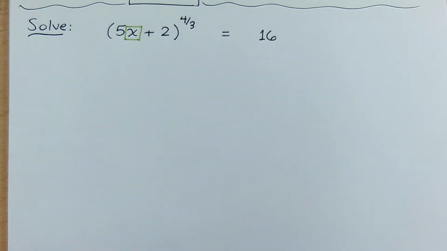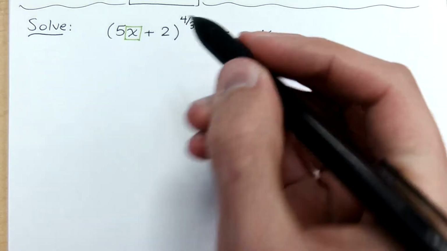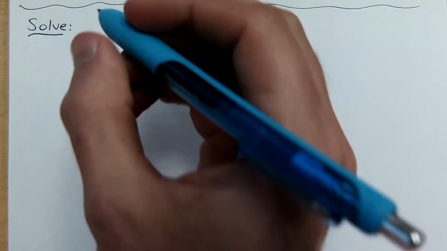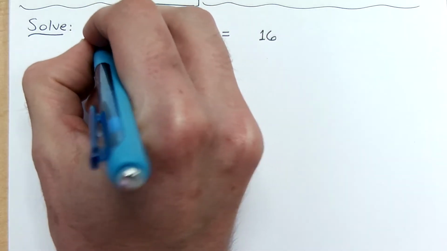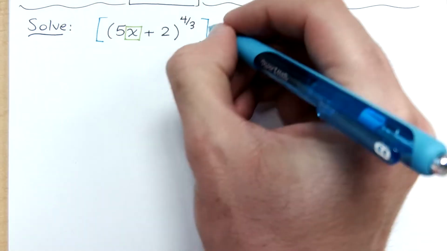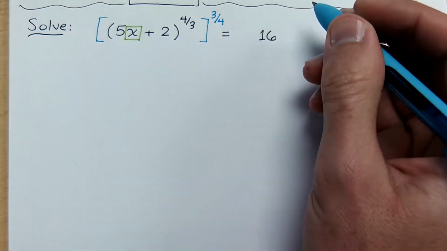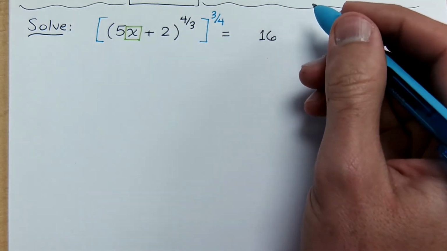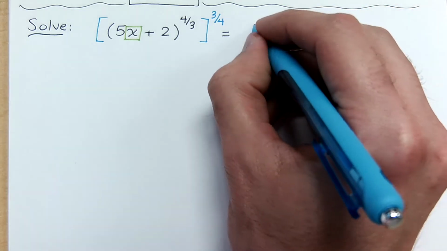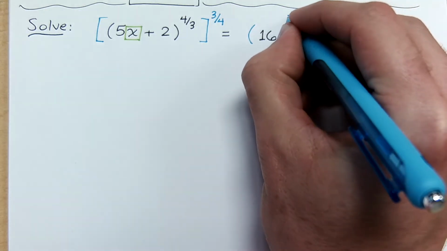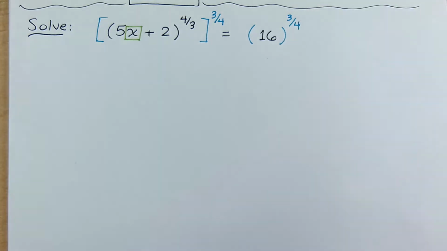So this is the only place we see the variable. Peel away the layers. This guy is in your way. As we saw in the last problem, how do I undo a power to the 4/3? You use the reciprocal power to the 3/4, right? But if I do that on one side, what? Do it to the other side. So raise both sides to the 3/4 power.